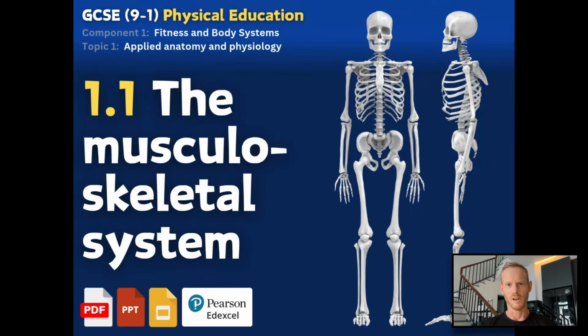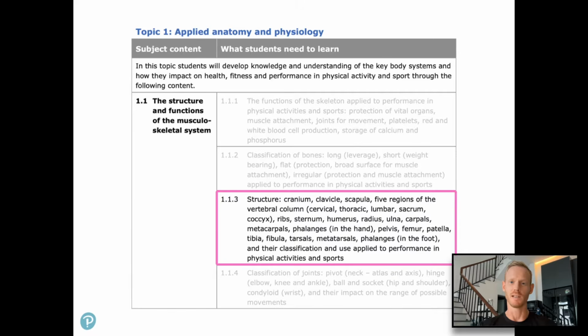Hello and welcome to another complete Edexcel GCSE PE lesson, where you'll learn absolutely everything you need to know for the third syllabus objective in topic 1.1 on the structure of the skeletal system.